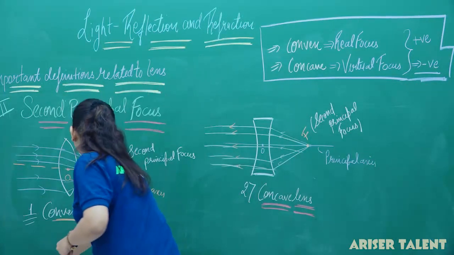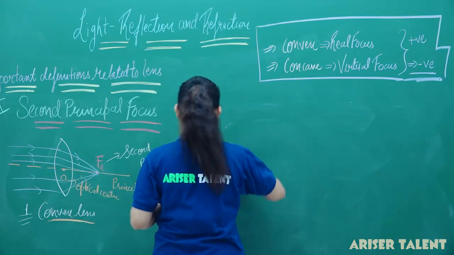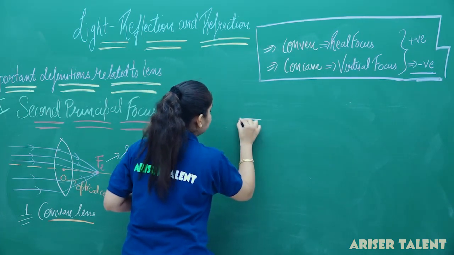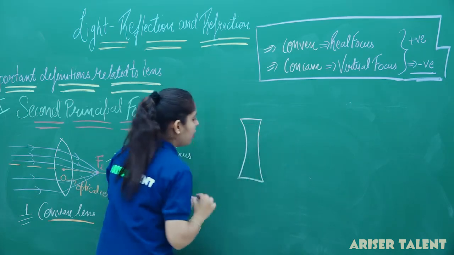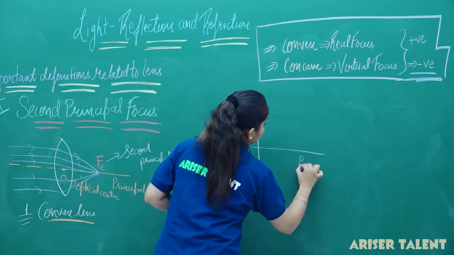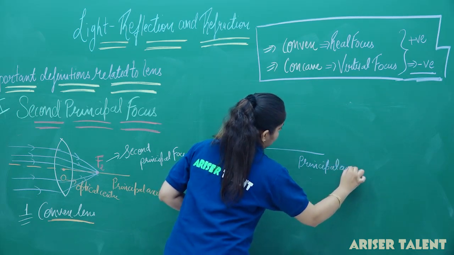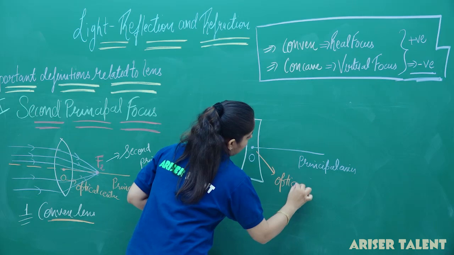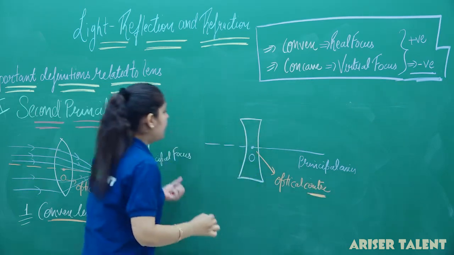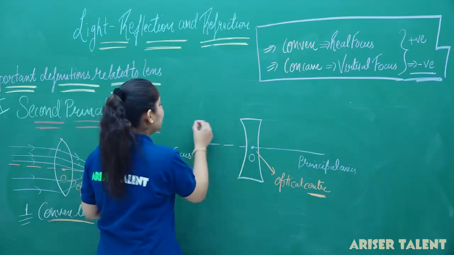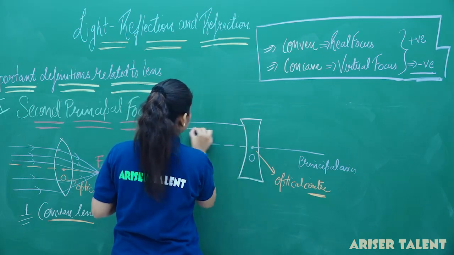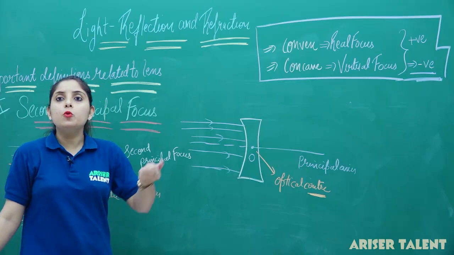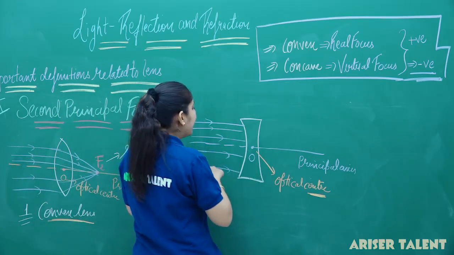So second case will be about the concave lens. So now in case of concave lens, you can see that this will be our concave lens and this is our principal axis. This will be our optical center. Now, if light rays are incident from here, you can see that if a light ray is going to be incident from this part on a concave lens, they are not going to converge at a point.